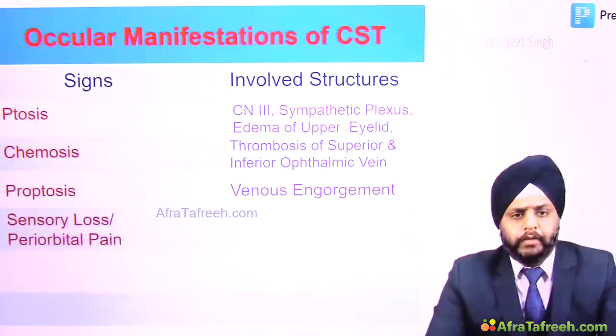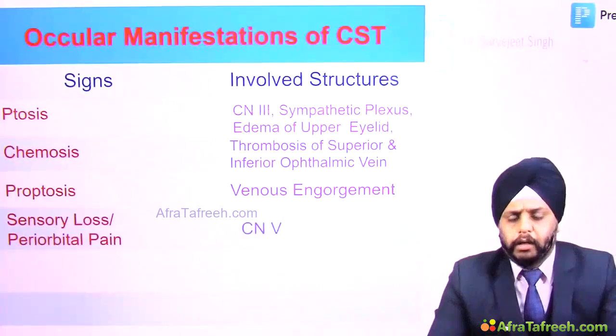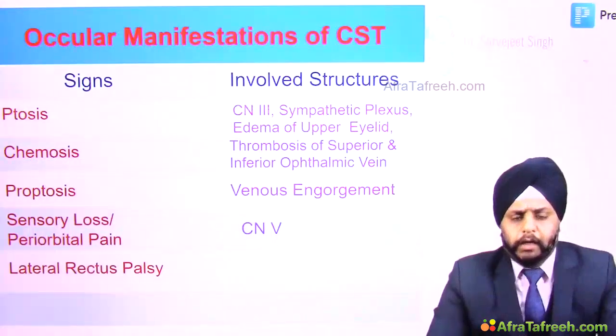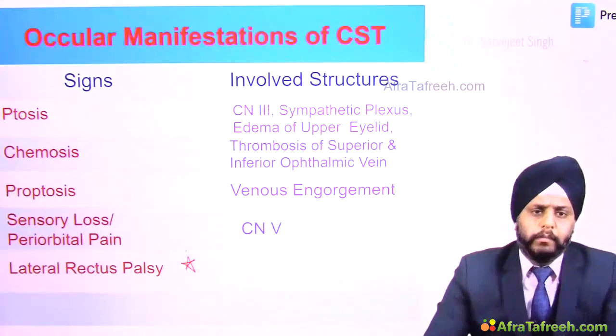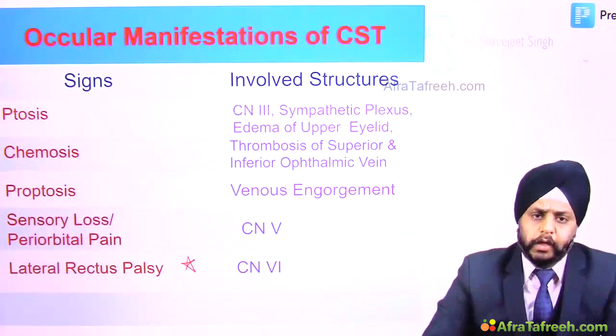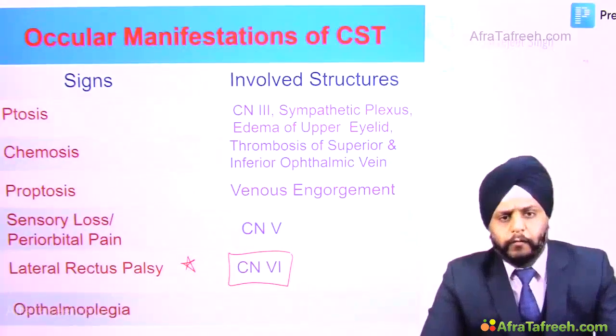Then the patient can have sensory loss. There can be periorbital pain, that is because of involvement of the fifth trigeminal cranial nerve. The lateral rectus palsy, I told you, is because of involvement of the sixth cranial nerve, and the sixth cranial nerve is the earliest cranial nerve to be involved. Okay, and then the patient can also have ophthalmoplegia.